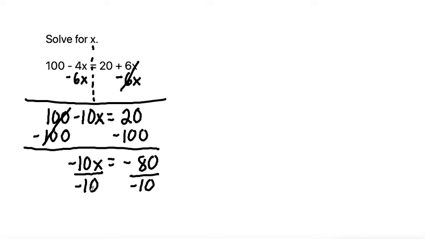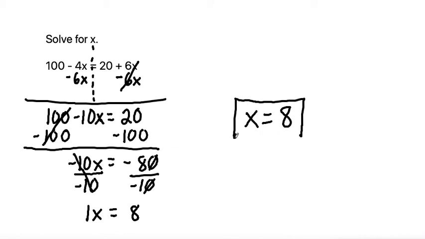So negative 10 divided by negative 10 goes to 1. So that leaves us just with 1x, or we don't have to write the 1, but we can if we want, is equal to negative 80 divided by negative 10. A negative divided by a negative is a positive, and the 0 can cancel out with the 1 on top with the 1 on bottom. So it leaves us with 8 over 1, or just 8. So this problem, once we solve for x, we get x is equal to 8.